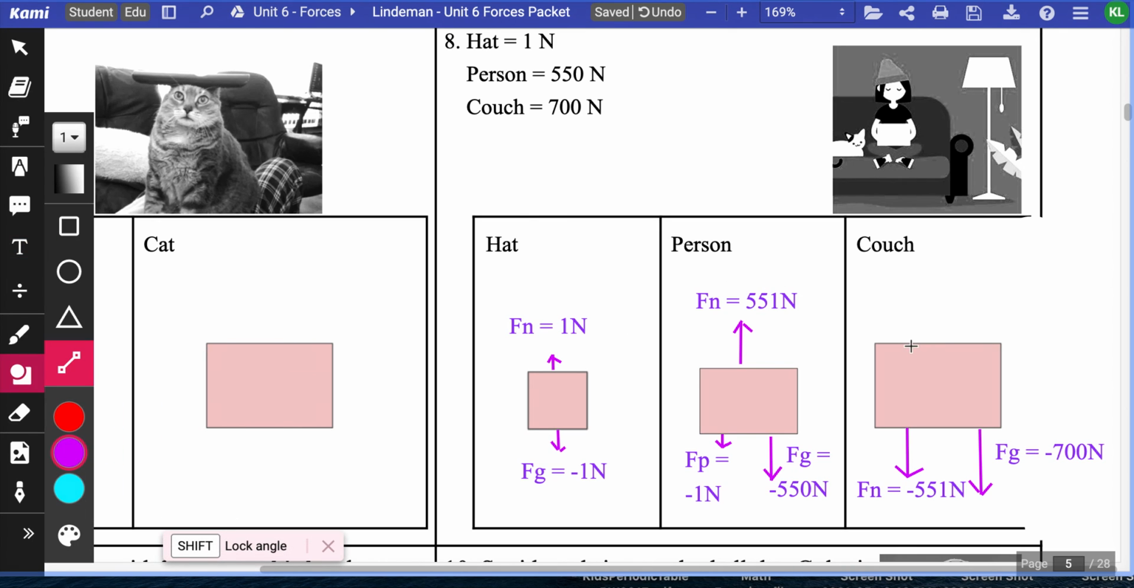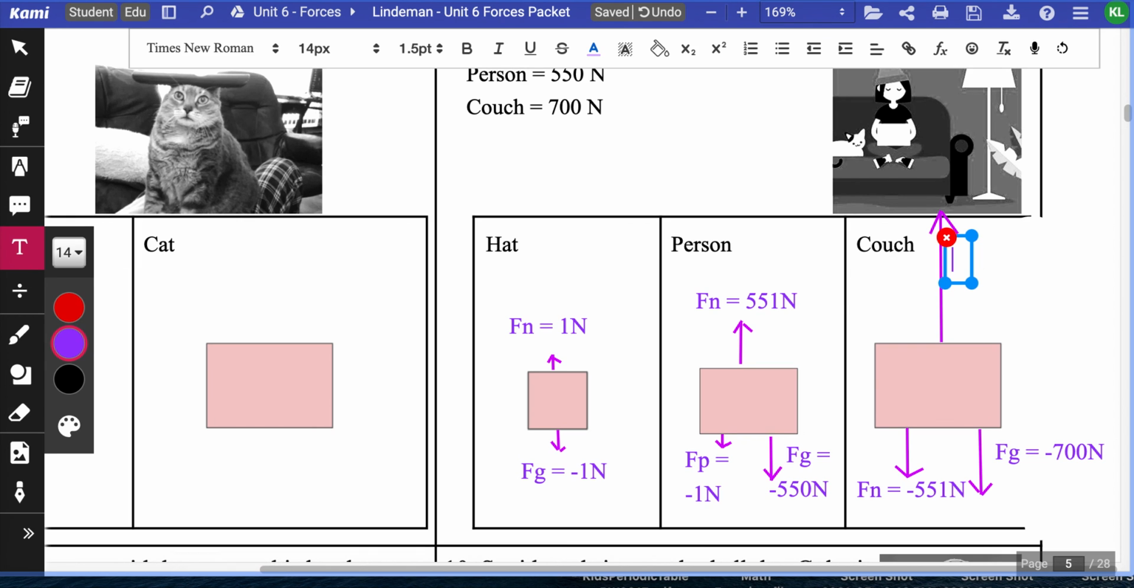And our Fn here is going to be very big. So this is our largest arrow of all of the arrows. So Fn is equal to 1251 newtons. So again, I just added up the 551 and the 700. Anything that's pointed up is positive, anything pointed down is negative, but we know that the magnitudes of these are all equal.